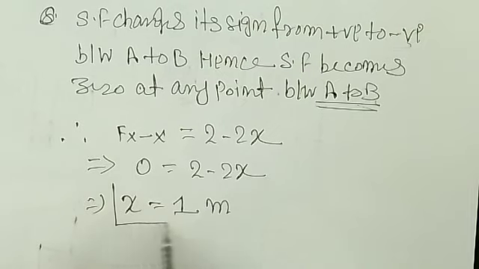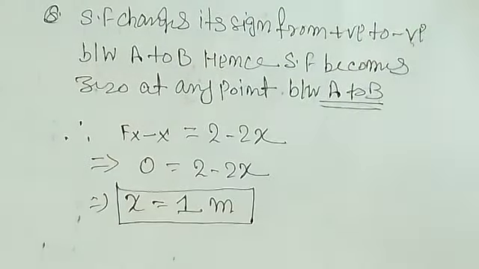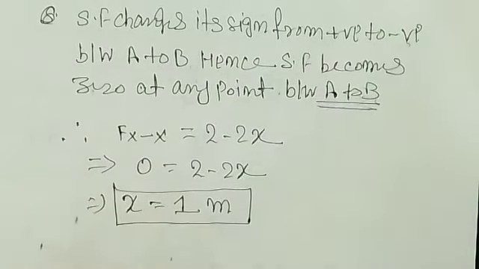Now you can say that shear force becomes 0 at a distance of 1 meter from A. So in this case, the bending moment will be maximum at a distance of 1 meter from A. That we will do later on. So now the shear force calculation till AB is over. Now we'll move to BC.